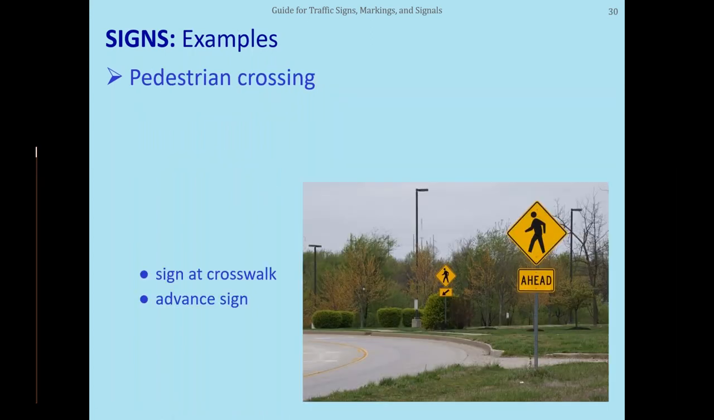Examples. This curve provided a good opportunity to show the series of signs for a pedestrian crossing. You've got the diamond pedestrian shape and the downward pointing arrow right at the crosswalk. And then in advance of the crosswalk, you have this assembly. This is different from how it was a number of years ago.